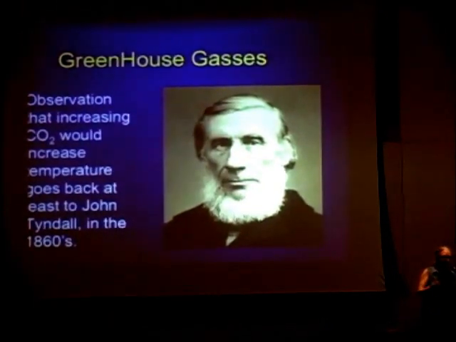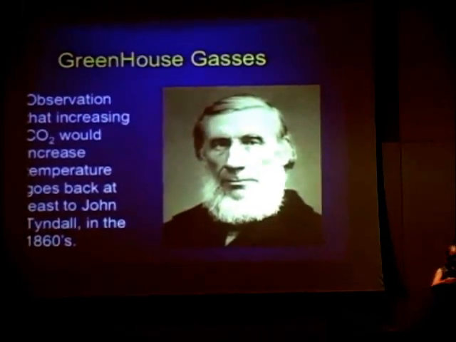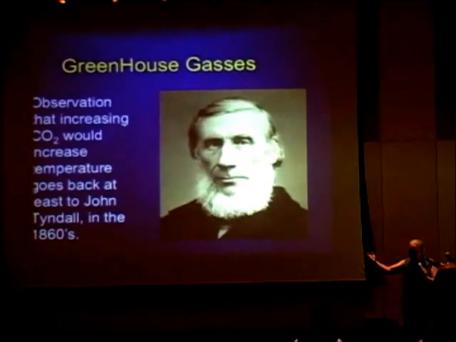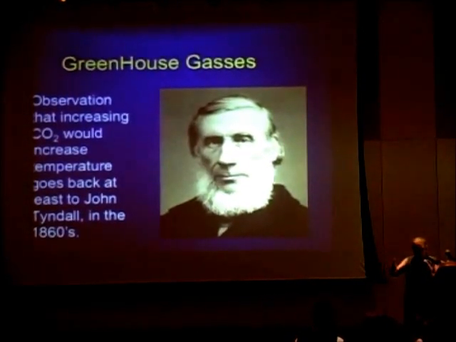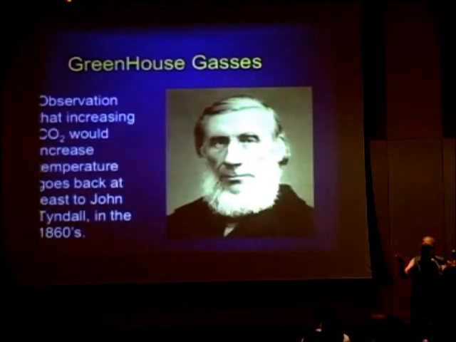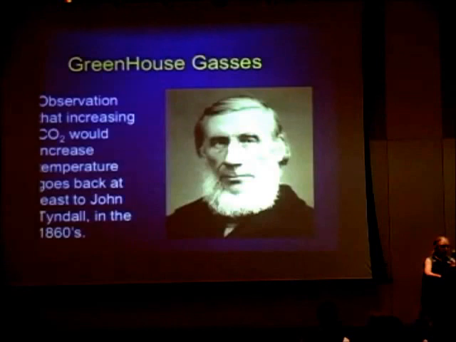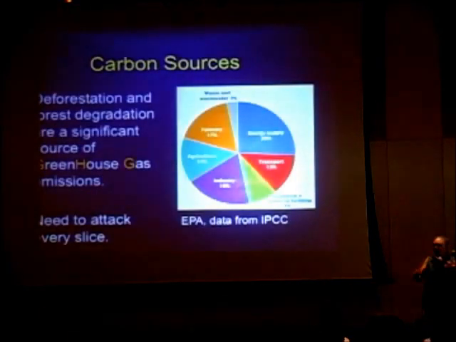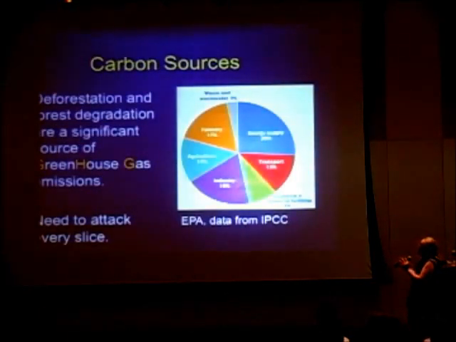Okay, so it's not really rocket science. The basic idea is that you're putting all these greenhouse gases into the atmosphere, and the planet is going to get hotter, and that's going to affect sea level and that's going to affect weather. Okay, anyway, so where are these greenhouse gases coming from?